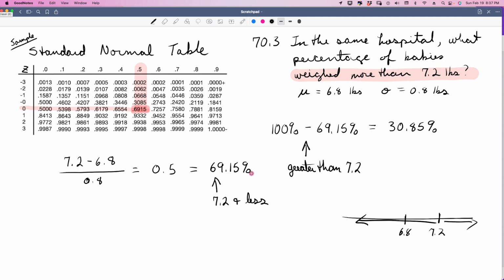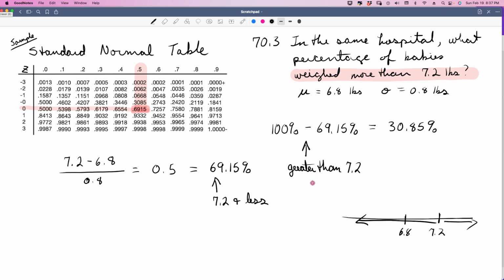All right, so I hope that makes sense to you in regards to what we're doing here and what we were looking for. If it had said what percentage of babies weighed less than 7.2 pounds, then 69.15 would have been your answer. But it said more than 7.2 pounds. So we wanted the other side of 7.2, the other part.